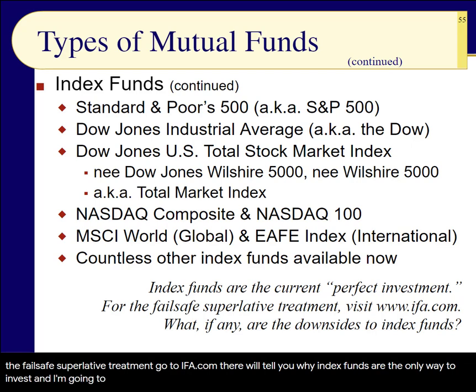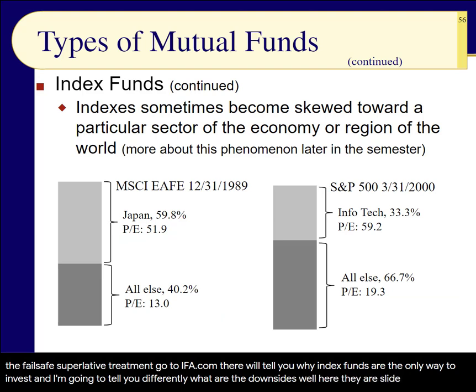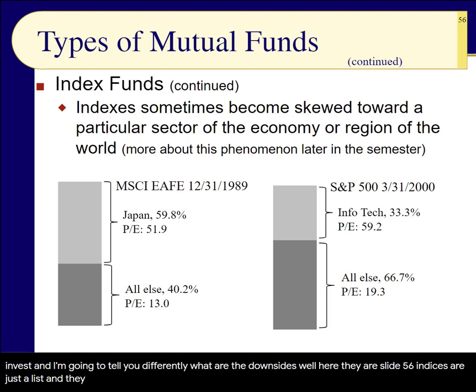And I'm going to tell you differently. What are the downsides? Well, here they are. Slide 56. Indices are just a list, and they become skewed toward a particular sector of the economy or region of the world.